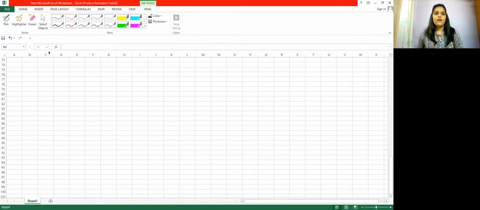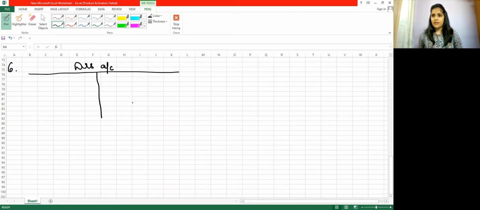Now the important one. Okay, debtors account. How to make a debtors account? Now, in a debtors account, there has to be mandatory 4 things. Okay, so the first one is balance brought down. Second one is balance carried down. Third one is credit sales. And the last one is cash in bank.